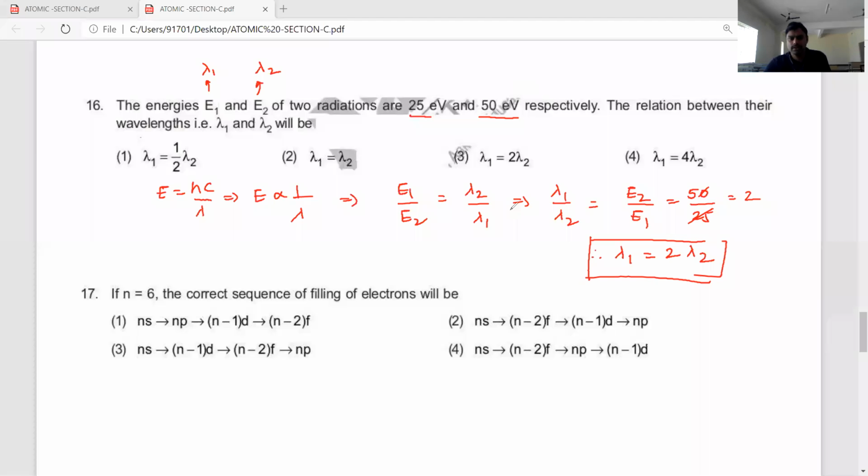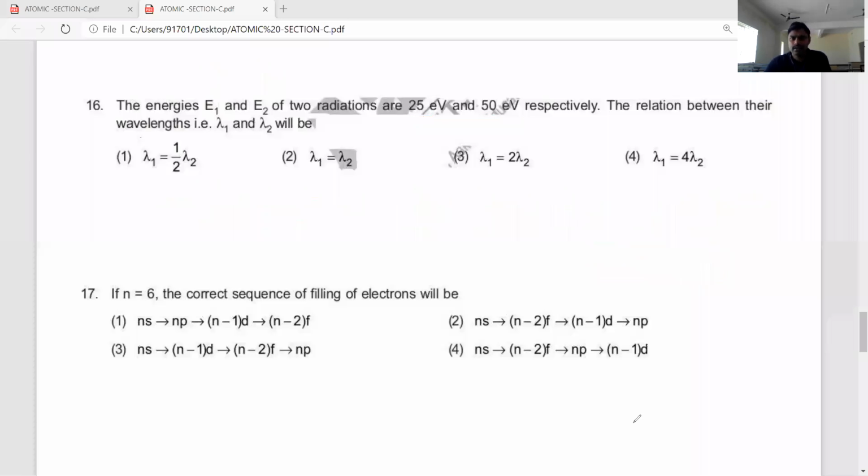Okay, let's go for the next question. This we already discussed. N is equal to 6. Then what are the sub-energy levels present? We need to find the correct sequence of filling of electrons, meaning the sub-energy levels. N is equal to 6 means period number 6. I gave a tabular form of period number and sub-energy levels.